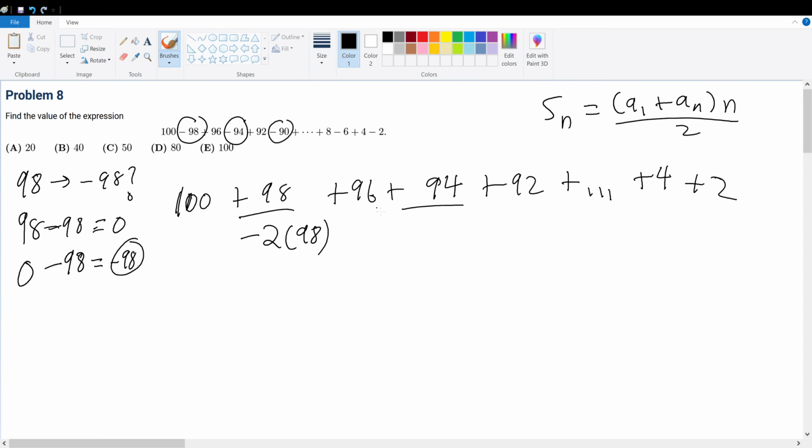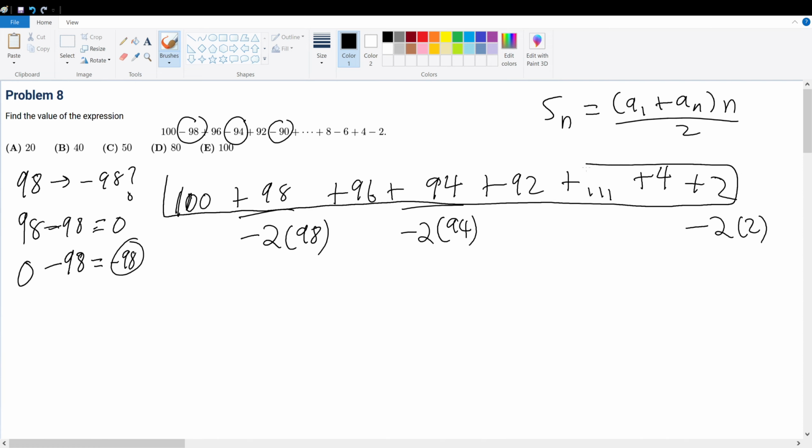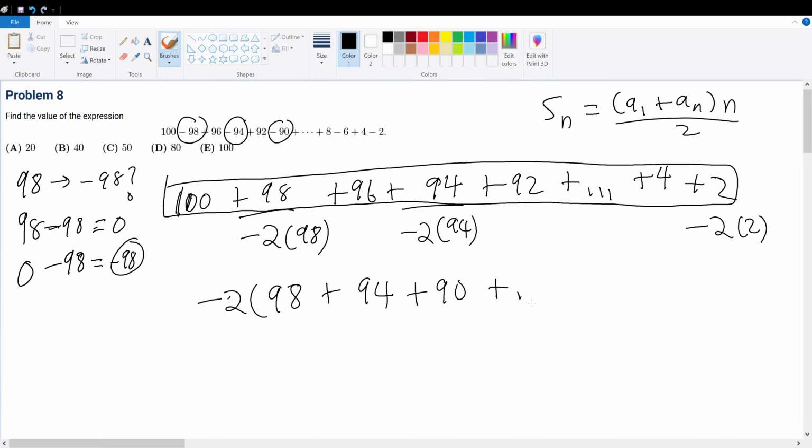So I subtract 2 times 98, but then by symmetry, subtract 2 times 94. And then we do this all the way until we subtract what? We subtract 2 times 2. So what we have here is two arithmetic series to solve for. The first arithmetic series is this series right here. The second one is negative 2 times the parentheses of 98 plus 94 plus 90, plus all the way down to plus 6 plus 2.